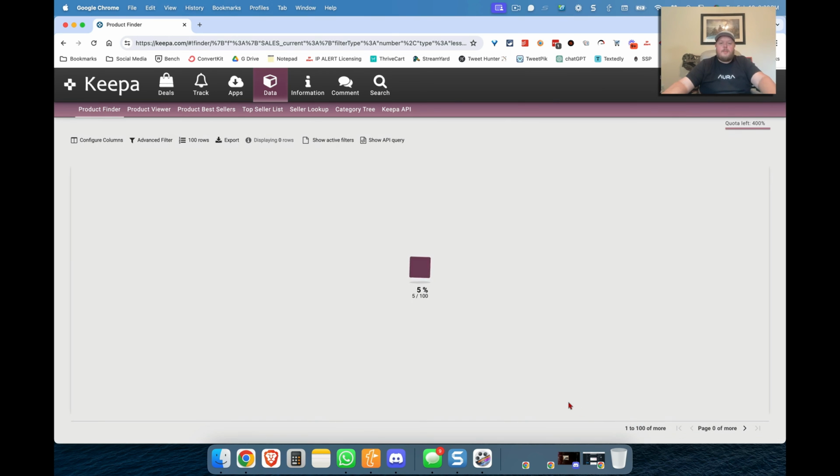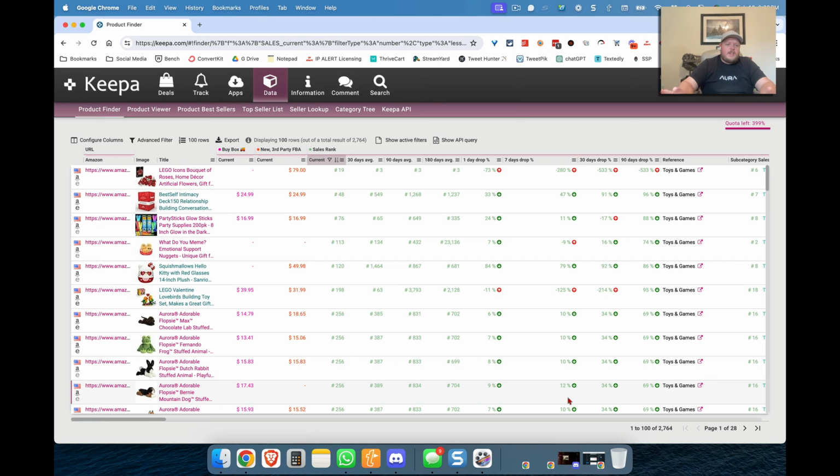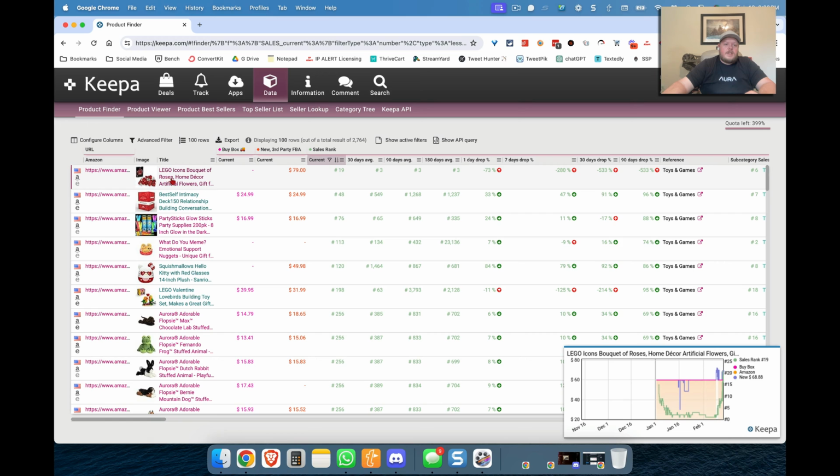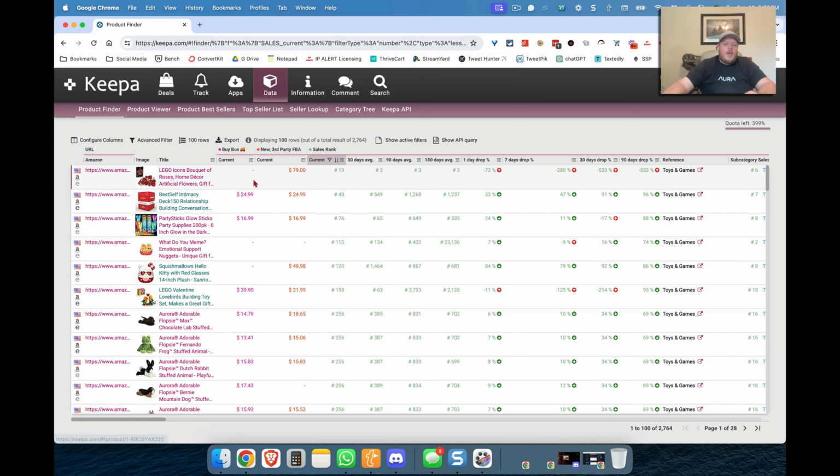All right, so I'm going to go ahead and hit Find Products, and this is going to take you to this data page here. And what we can see is this very first item looks like the current new third-party FBA price is $79 on this Lego Icons Bouquet of Roses.